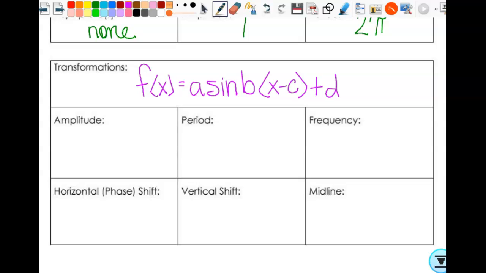So the amplitude is what we used to call the vertical stretch or compression. It's the same thing. Okay, so if there is no number in front of sine, my amplitude is 1 because that's the parent function. If my amplitude is 2, that means that basically I have a vertical stretch of 2, but it makes my amplitude the absolute value of a because the negative still does the reflections.